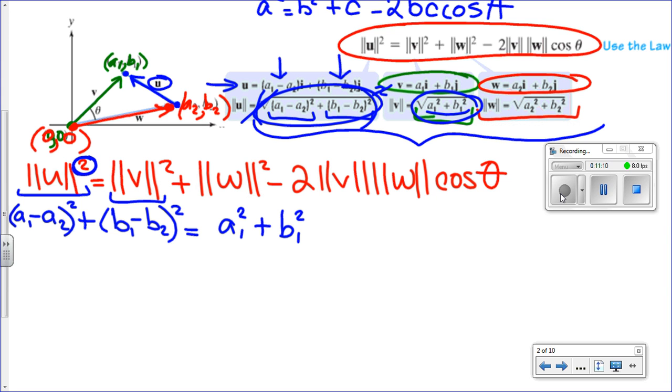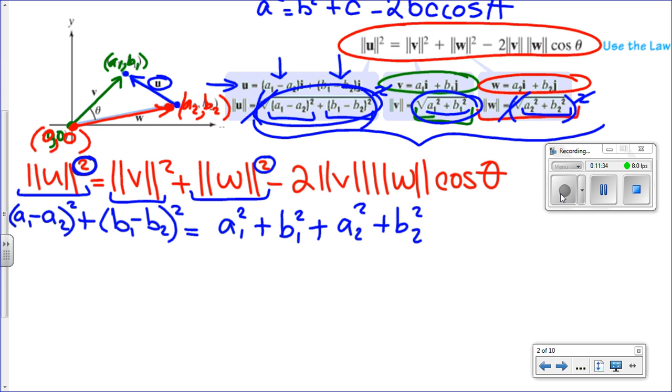Now the next thing is the magnitude of w squared. So I'm going to be using what's inside that radical. And since it is being squared, again, if you square a square root, what happens? It cancels the square root, correct? So then we will have plus a sub 2 squared plus b sub 2 squared. That takes care of this part right here.